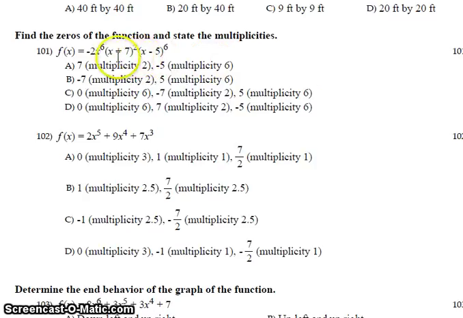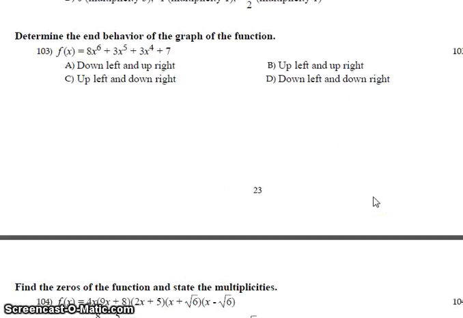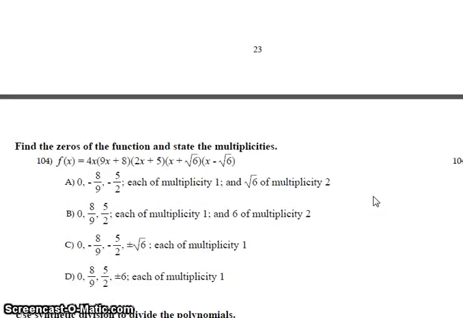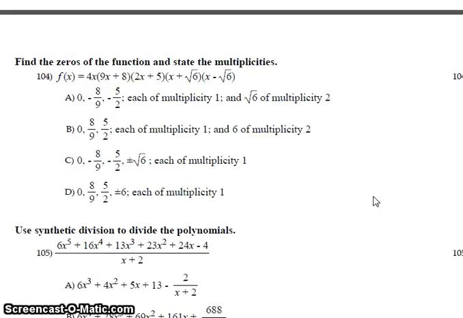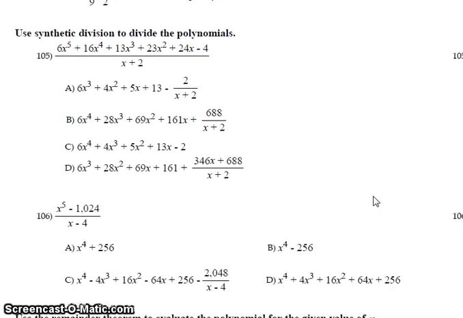Multiplicity. Remember, x plus 7 is the factor, negative 7 is the root, and the multiplicity is 2. Okay. All right, end behavior, we did go over that very, very well. Zeros, we went over that very, very well. Synthetic division, don't forget how to do that. Please make sure that you line up your coefficients in descending order of the exponents.